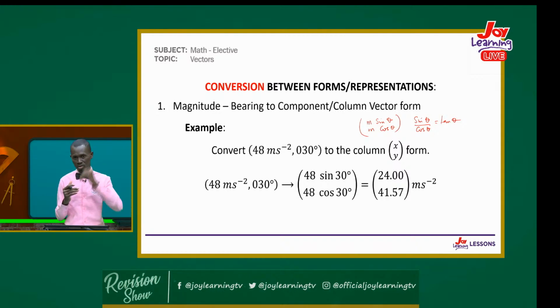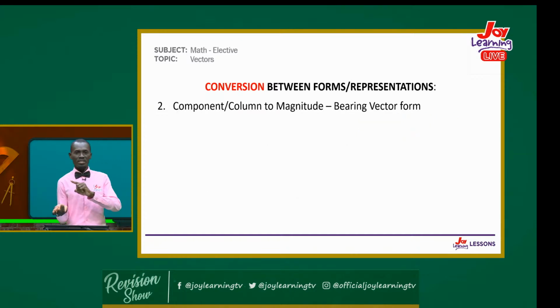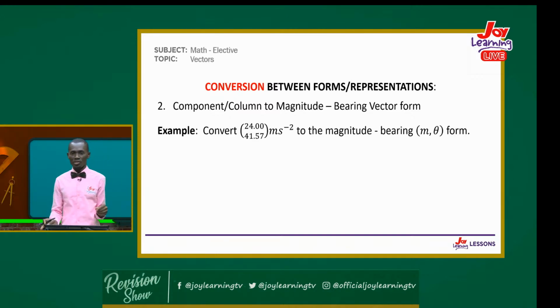It's called component because they are parts, column because of how it stands. It's standing as a column. All right. Now let's convert vice versa from the component or column form to the magnitude bearing. Let's see what it will look like. So let's say we have that same thing we just solved, 24.00, 41.57, and we're converting to magnitude bearing. What would it look like?